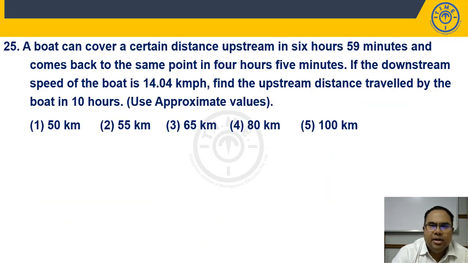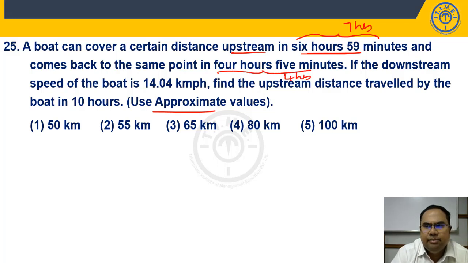A boat can cover a certain distance upstream in 6 hours 59 minutes. He is saying use approximate values. So 6 hours 59 minutes is nothing but 7 hours. Coming back to the same point in 4 hours 5 minutes is approximately 4 hours. Coming back, it is downstream. The downstream speed of the boat is approximately 14 km per hour. Find the upstream distance travelled by the boat in 10 hours.